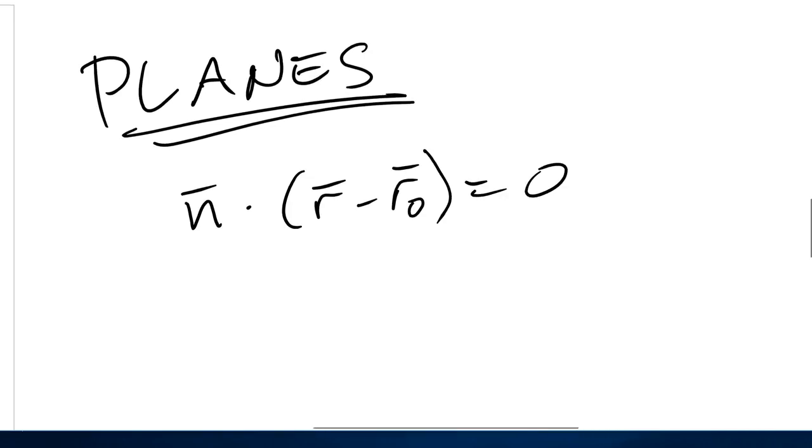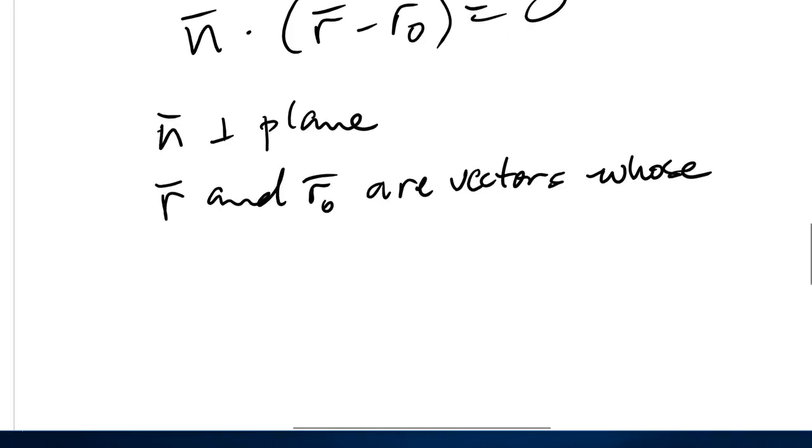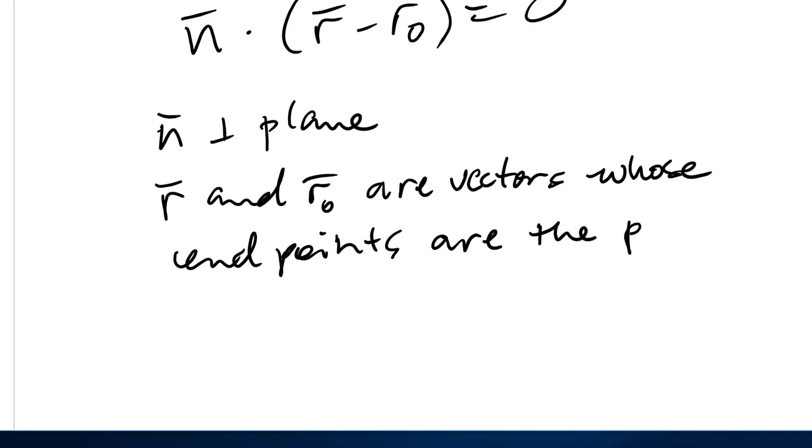So first of all, the formula for a plane is n dot r minus r naught equals 0, where n is perpendicular to the plane, it's orthogonal to the plane, and r and r naught are vectors whose endpoints are on the plane. Endpoints on the plane. Okay, so let's draw this scenario out.